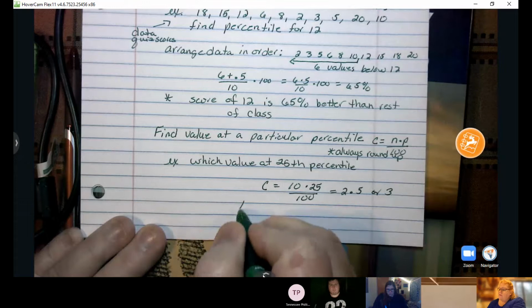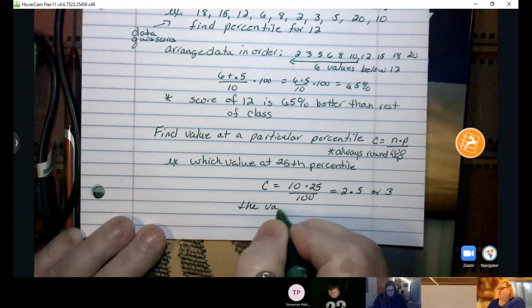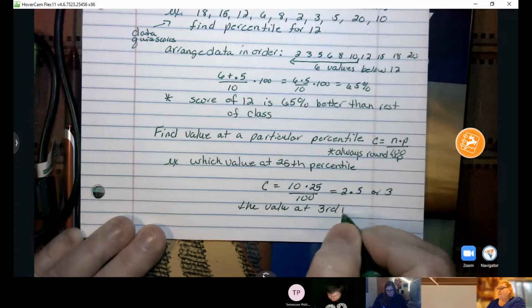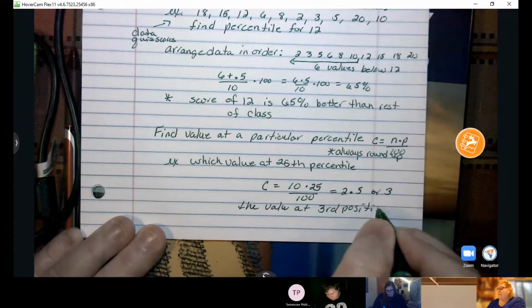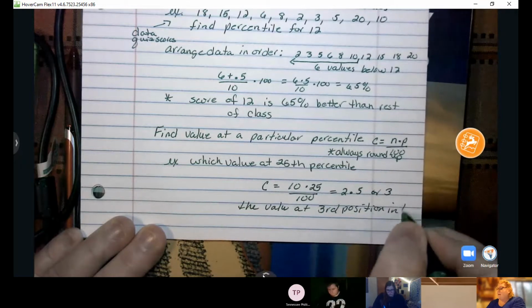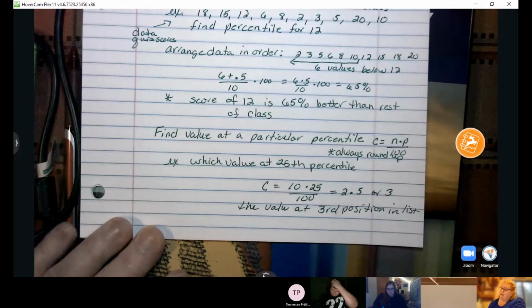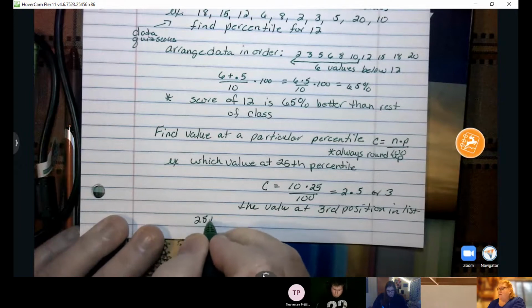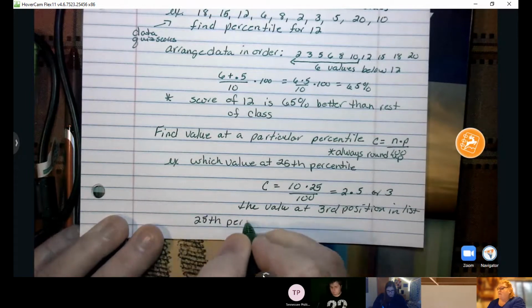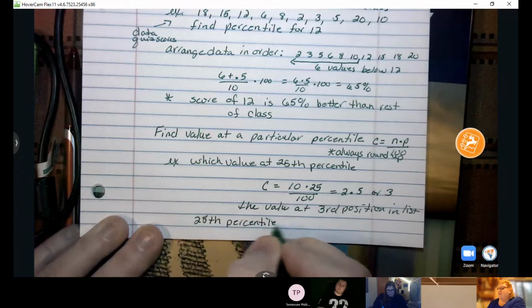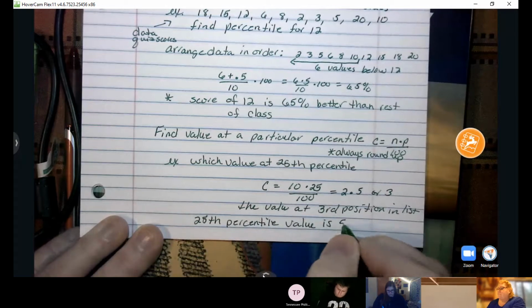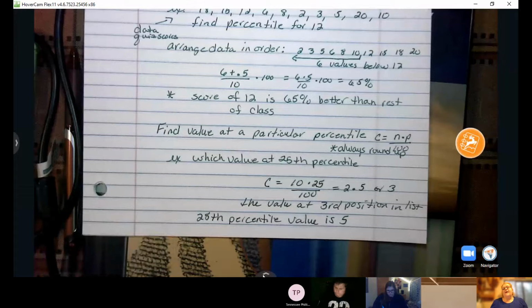So the value at the third position in the list is 5. So the 25th percentile value is 5.